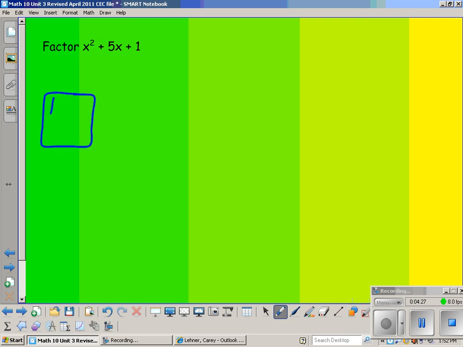Factors of 1 are 1 and 1. Can I get 5? No. Can I change any of the factors? No.